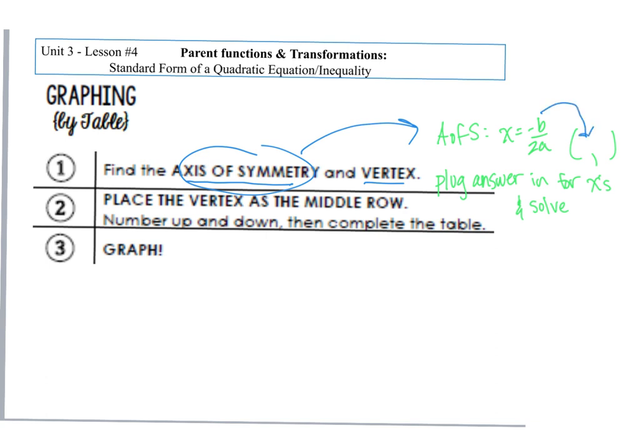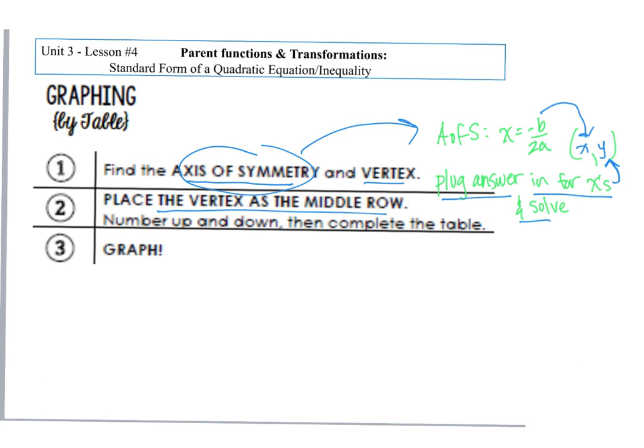Once you find the x value of a vertex, you always then go and plug that answer in for the x's in the equation and solve, and then that answer gives you the y value. So then you'll have an x and a y. Now, because the vertex is always a turning point about which the rest of the graph is symmetrical, we should always put the vertex in the middle row, just like we did when we found the vertex of our absolute value V's. And then we're going to number up and down from the x's and plug those values in for x and solve to get our coordinates, and then we're going to graph the whole thing.